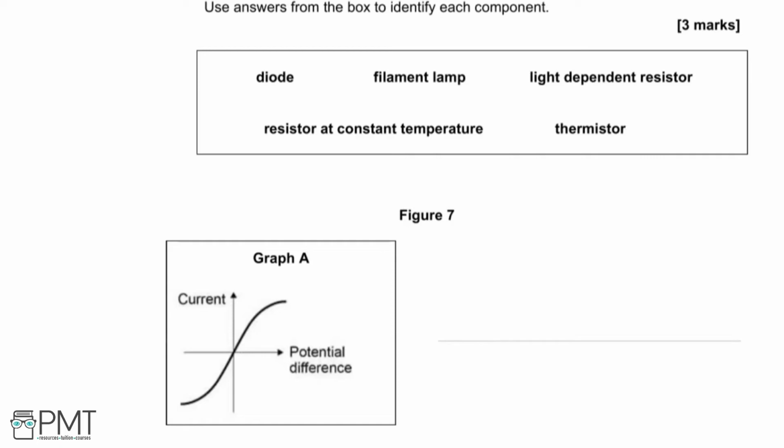What does this tell us? We know that the gradient of a graph is y divided by x, so in this case it's current divided by potential difference. We know that resistance is voltage divided by current, so we can see that the gradient of this graph is 1 divided by R. So as the potential difference increases, we see that the gradient decreases. This means the resistance increases. So this is the current potential difference graph for a filament lamp.